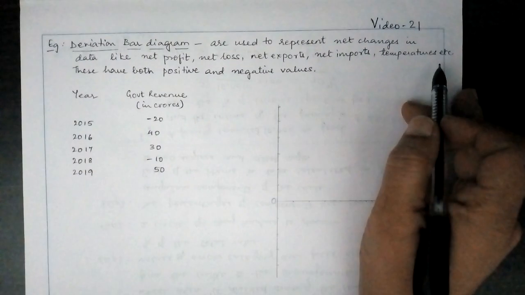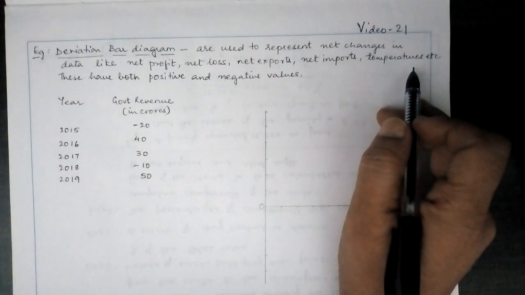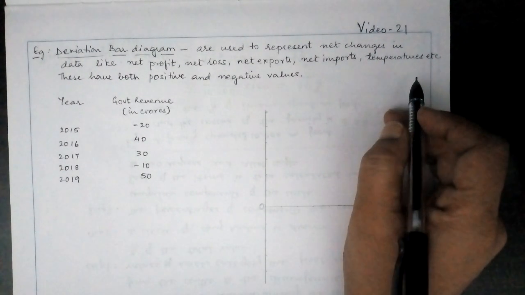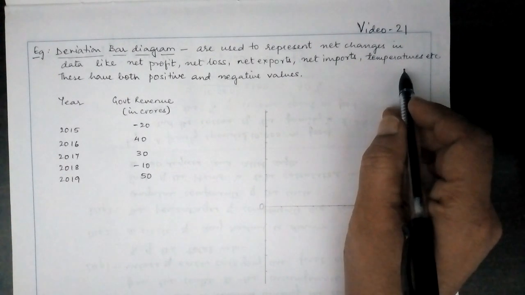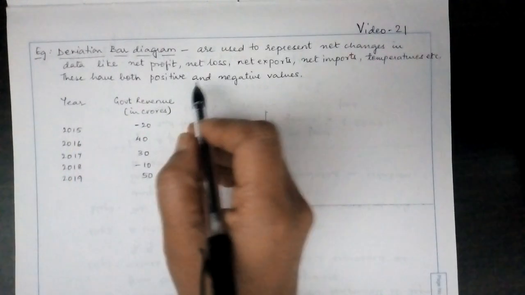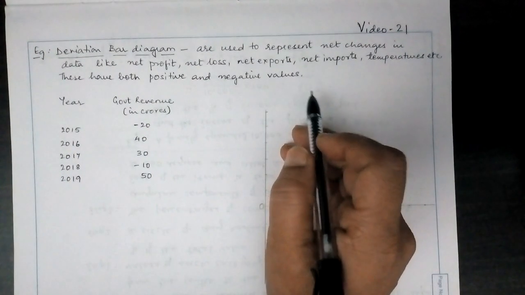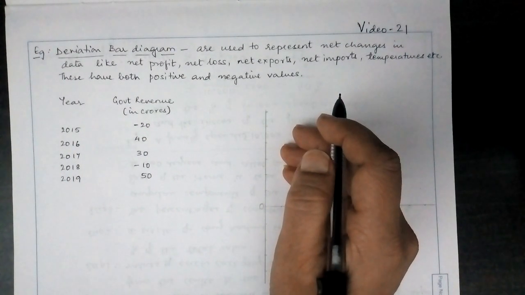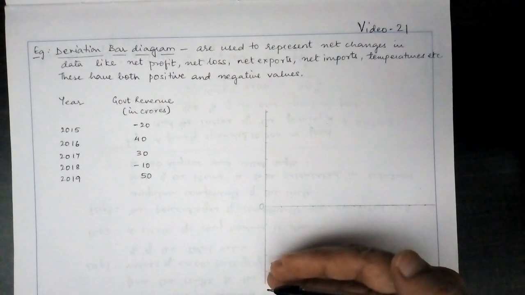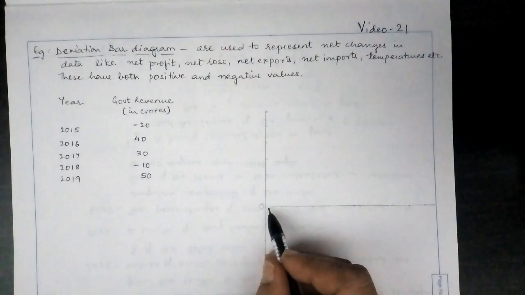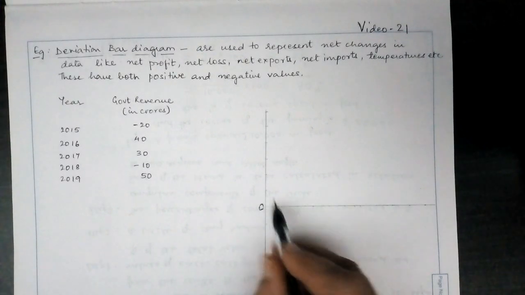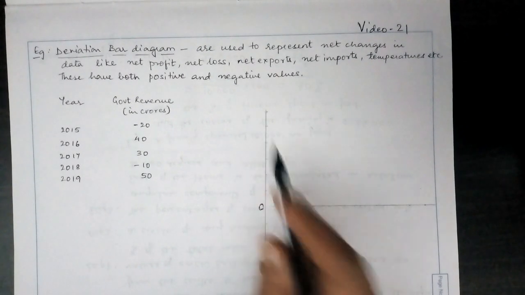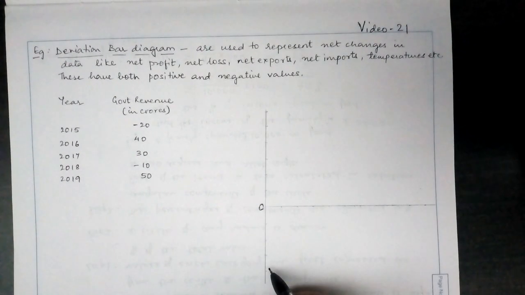Temperatures, we know they are positive and negative. So we say 31 degrees Celsius or minus 2 degrees Celsius. So temperatures can be positive and negative. These have both positive and negative values, and the negative values are shown below the base and positive values above the base. If you take this as the baseline where you represent 0, then all the positive values are shown above 0 and all negative values are shown below 0.